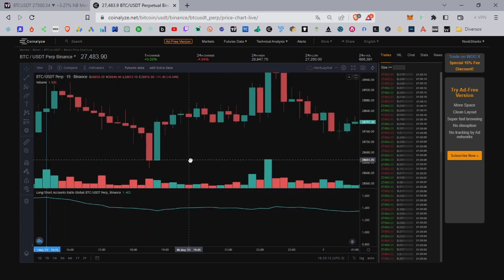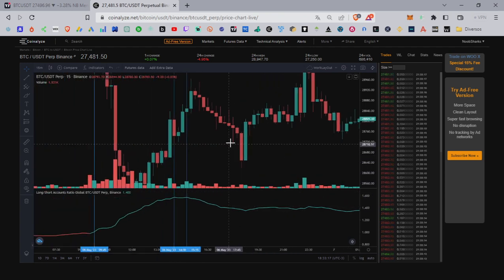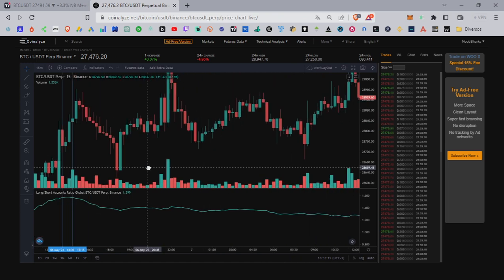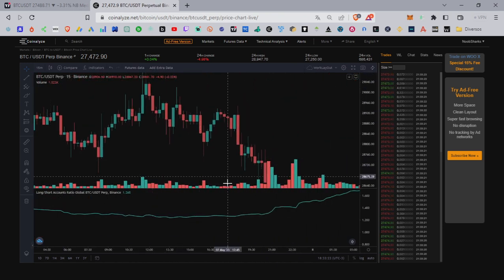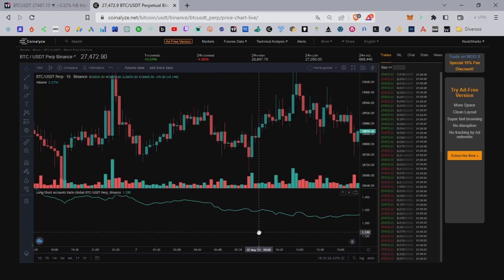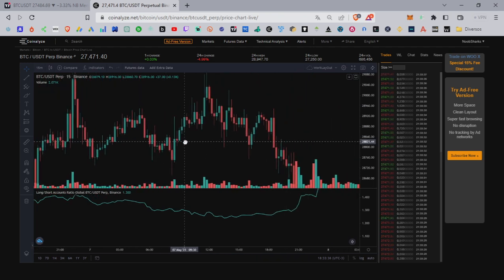Beautiful, right? And then you see a flat line. If you see a flat line, you don't do anything, right? You really don't do anything. And here, once again, you see that the long short ratio was going down, so people are shorting the market and the price is going up. And now, once the price is going down, people decided to long the market.